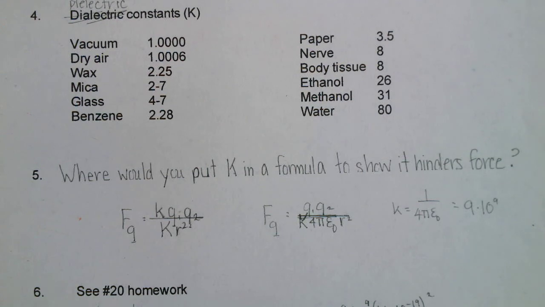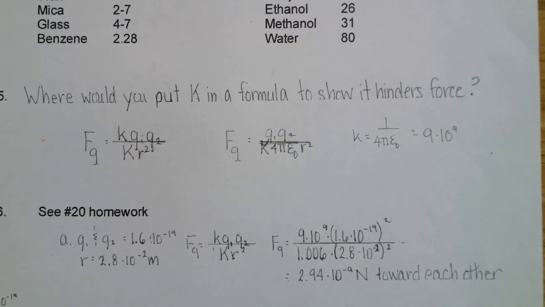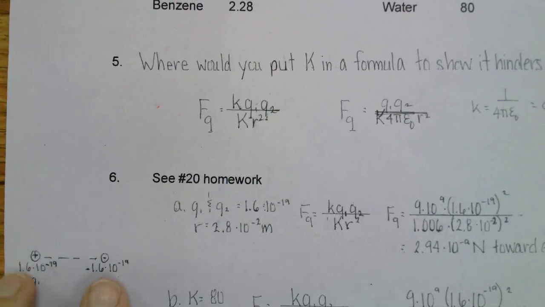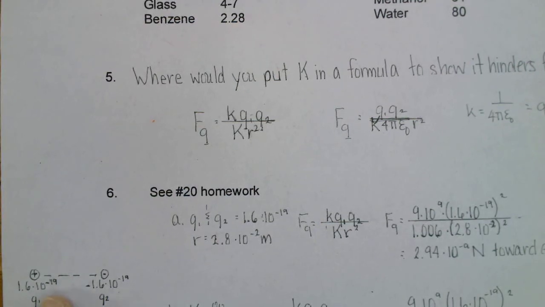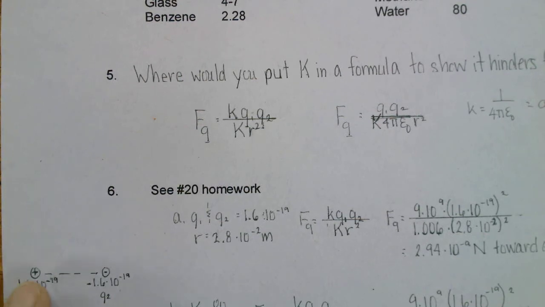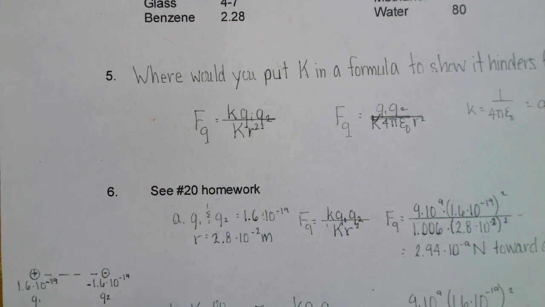So the first one I did was in air, and it looks like this. Here's my drawing where I have my two charges, and they're separated by 2.8 times 10 to the negative 2 meters. I didn't put that in there. Positive e is just 1.6 times 10 to the negative 19. When you see that written, remember that a positive e is 1.6 times 10 to the negative 19. Negative e is negative 1.6 times 10 to the negative 19.